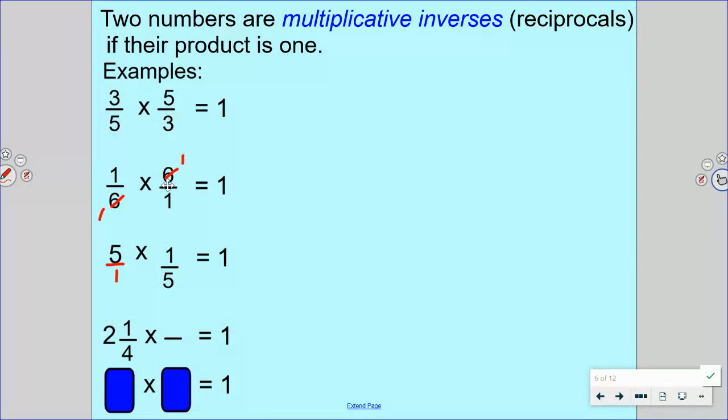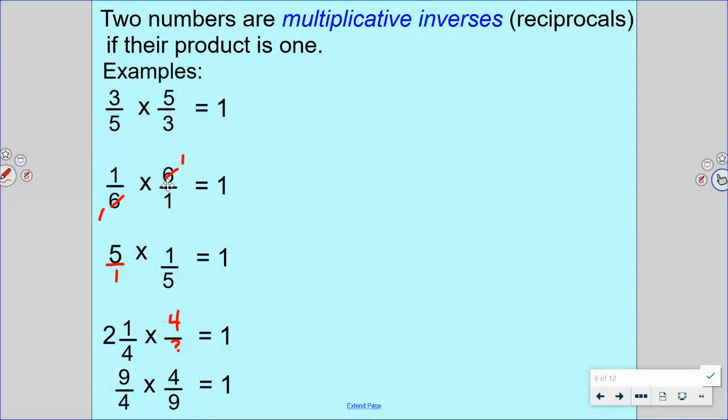How about 2 and 1/4? Now, some of you can immediately try to figure that out. Meanwhile, the rest of us might first convert 2 and 1/4 into 9/4, and then it's pretty quick to see the multiplicative inverse would be 4/9.